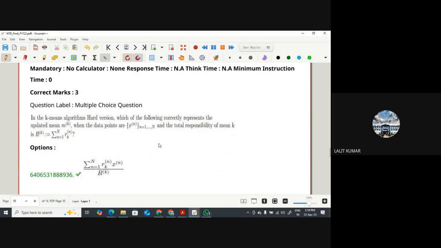Then we come to, in the K-means algorithm hard version, which of the following correctly represents the updated mean, which is the maximization. If we see the formula, we had covered it in the last session also: the formula is the sum of Rkn times xn, divided by Rk, and Rk is equal to the summation of Rkn.